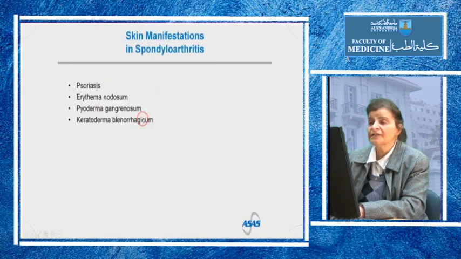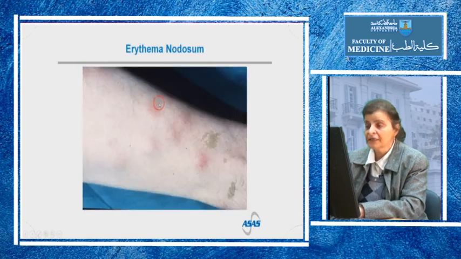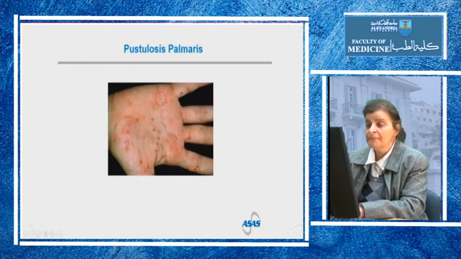Skin manifestations, particularly important, is of course the psoriasis, but we should not forget erythema nodosum, pyoderma gangrenosum, and keratoderma blennorrhagicum can also occur. This is a picture of a patient having psoriasis, as you see the plaques here. This is a picture of erythema nodosum.